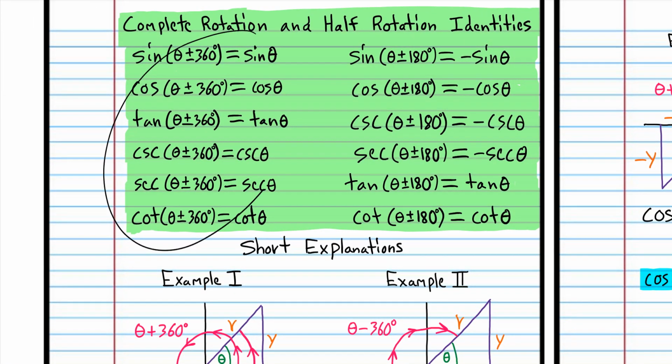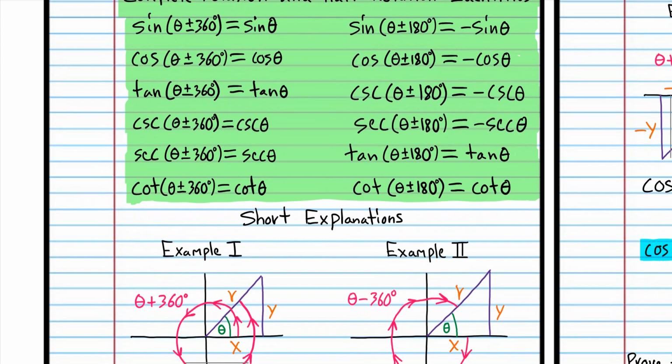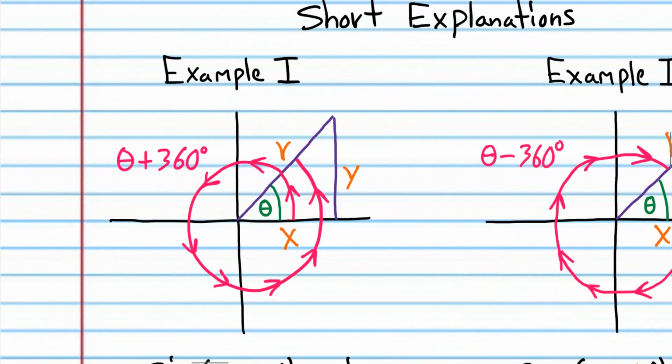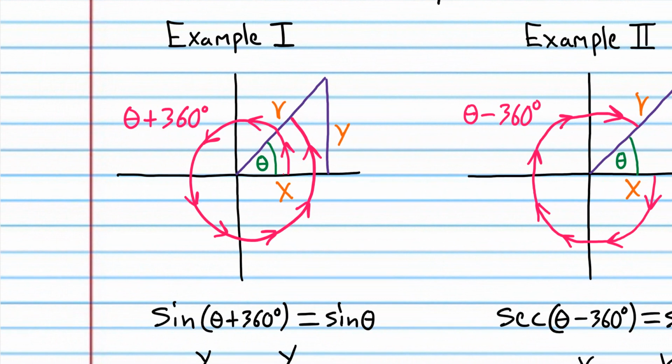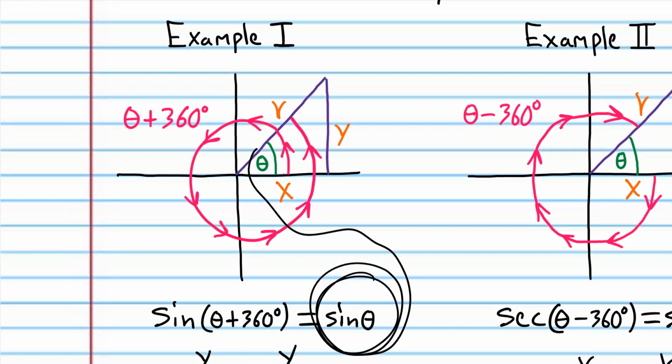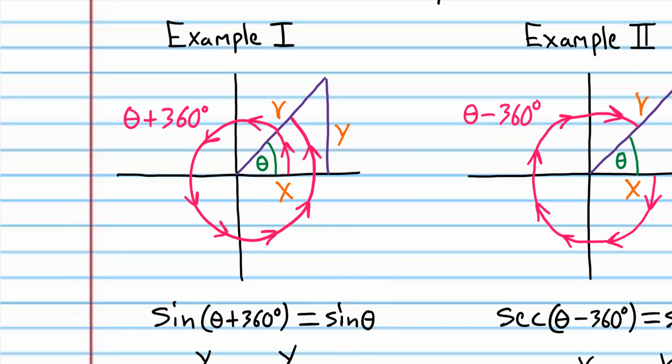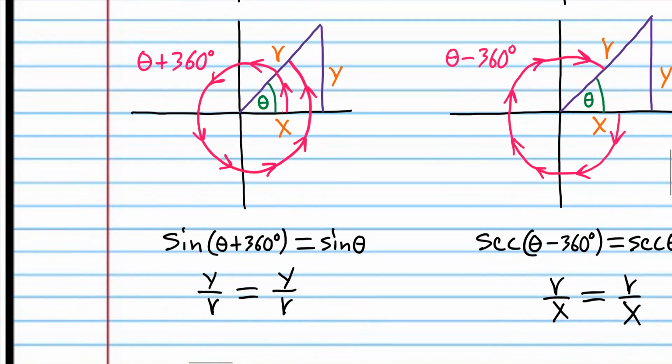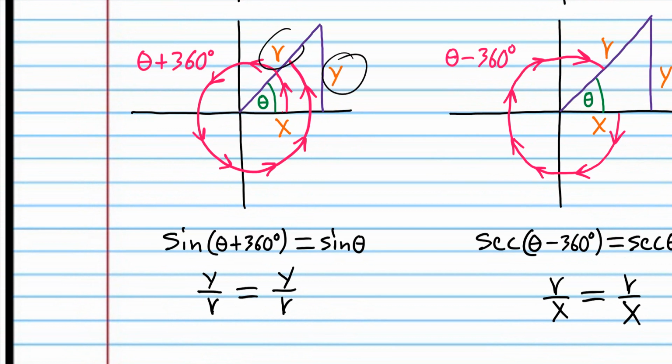So notice that when you add or subtract 360, it doesn't change anything. So sine theta, ignore the pink curve and just look at the green theta. Sine theta is equal to the opposite over the hypotenuse. Is that right?